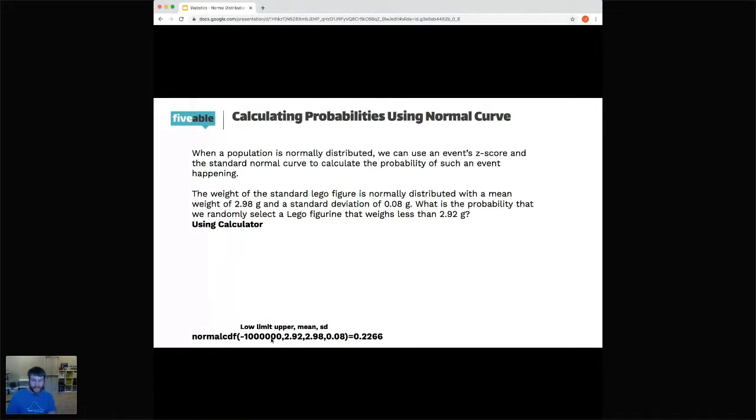As long as it's 3 standard deviations away from the mean, AP will generally accept those lower and upper limits. And our upper limit is 2.92. Our mean was 2.98, and our standard deviation was 0.08. So we're basically looking at the probability of it occurring between these 2 points, the weight of our Lego figure, if this is our mean and this is our standard deviation. And notice it's the exact same.